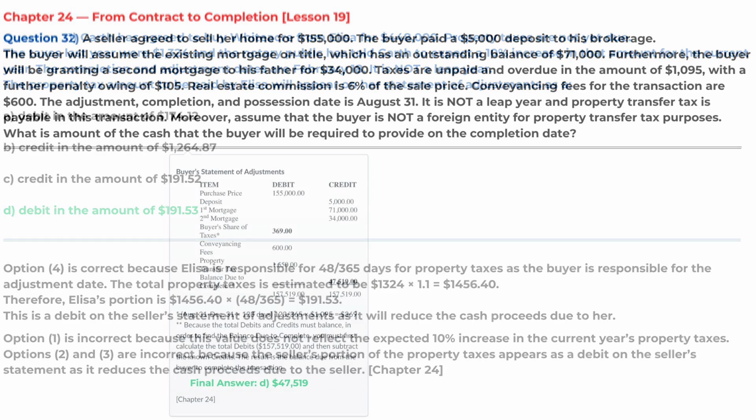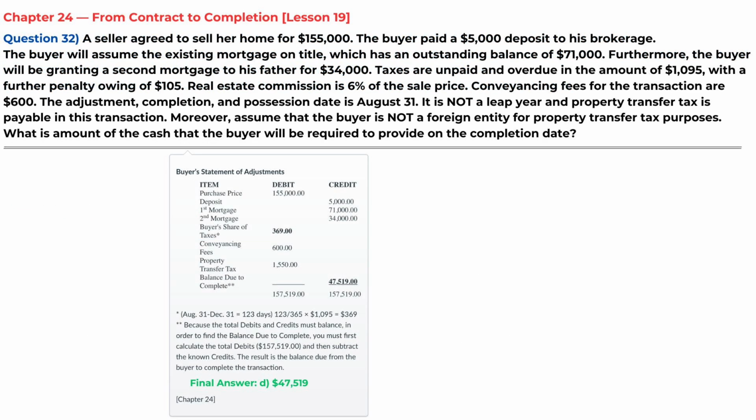Chapter 24. Question 32. A seller agreed to sell her home for $155,000. The buyer paid a $5,000 deposit to his brokerage. The buyer will assume the existing mortgage on title, which has an outstanding balance of $71,000. Furthermore, the buyer will be granting a second mortgage to his father for $34,000. Taxes are unpaid and overdue in the amount of $1,095, with a further penalty owing of $105.